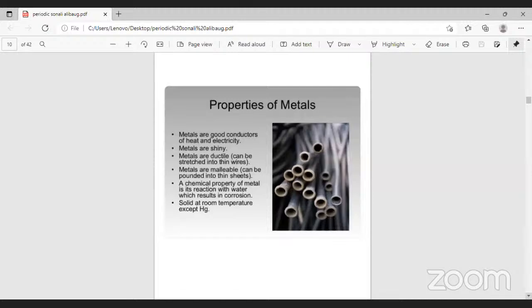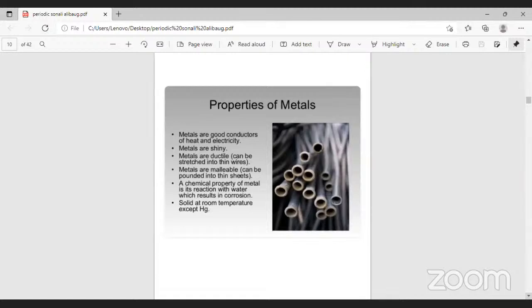So what are those metals? What are the properties of metals? Metals are good conductors of heat and electricity. Metals are shiny, they are ductile, and they are malleable. A chemical property of metal is its reaction with water, which results in corrosion. Those are solid at room temperature.